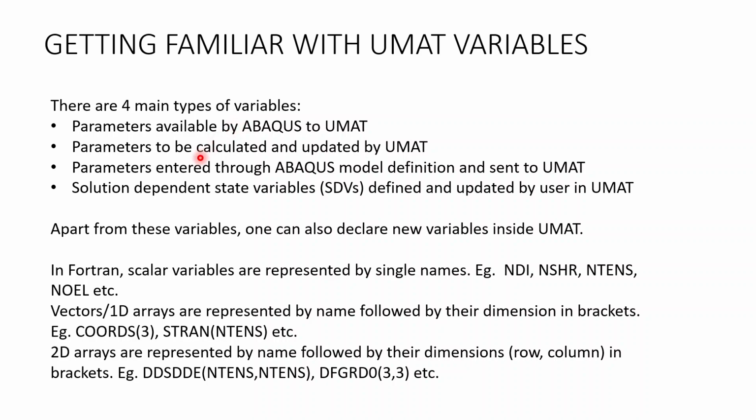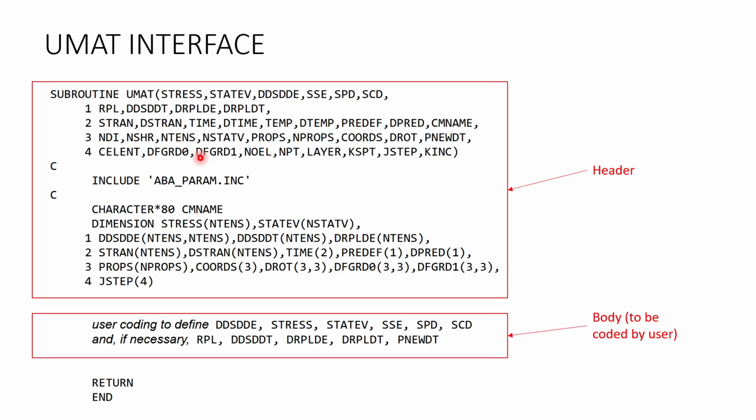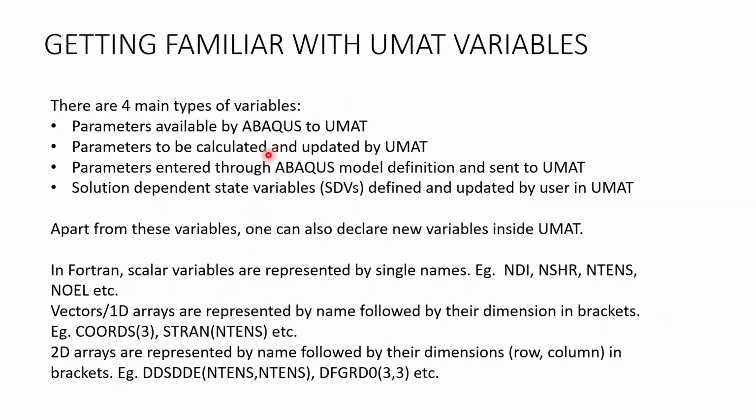The second type is parameters to be calculated and updated by UMAT. We saw that in the interface. So we have to define certain variables, right? DDSDDE and stress, we can say these come under the second category, which means we have to update and give back to ABAQUS. Third is parameters entered through ABAQUS model definition and sent to UMAT. We'll be looking at this. The fourth one is the solution dependent state variables, defined and updated by the user in UMAT. Apart from these 4 types of variables, we can also declare new variables in our UMAT and update them.